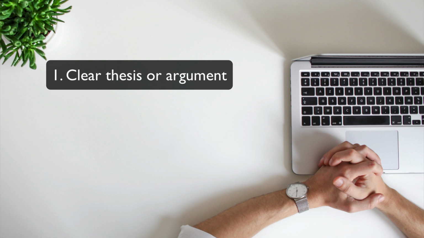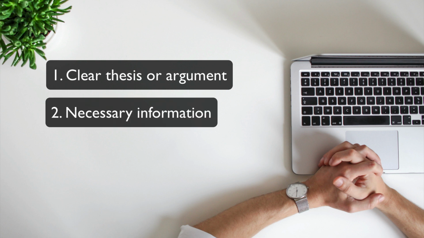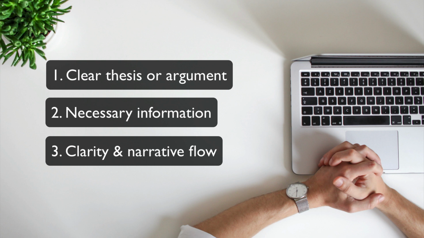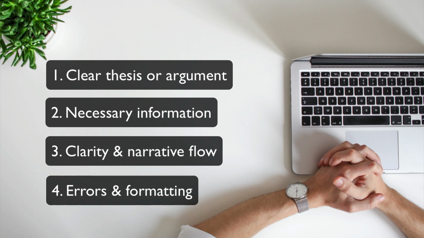The first step scrutinizes the overall message, making sure that the paper is based on a clear thesis or argument. The second step examines each major section of the paper to see if they provide all the necessary information. The third step focuses on polishing the writing to improve clarity and narrative flow. In the fourth and final step, you look for and correct typos, punctuation and grammatical errors, and check that the formatting matches your target journal requirements.